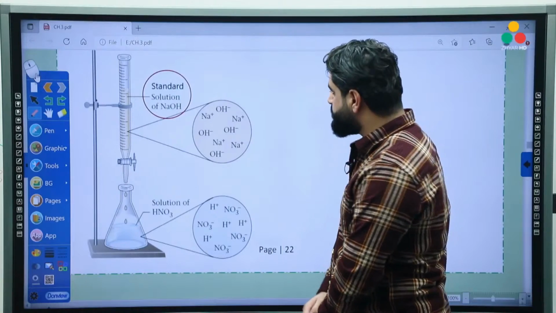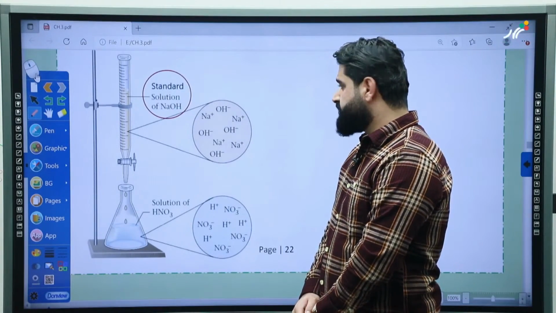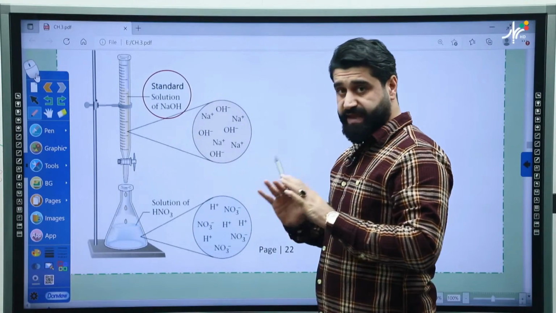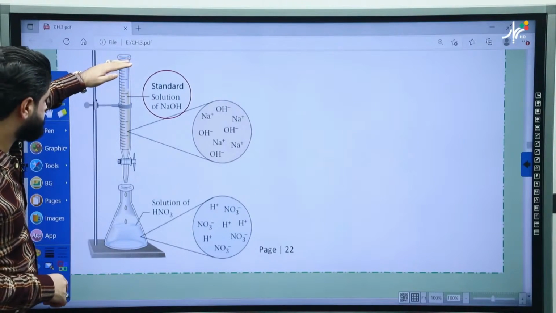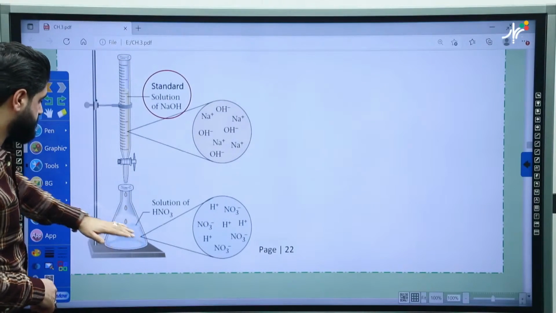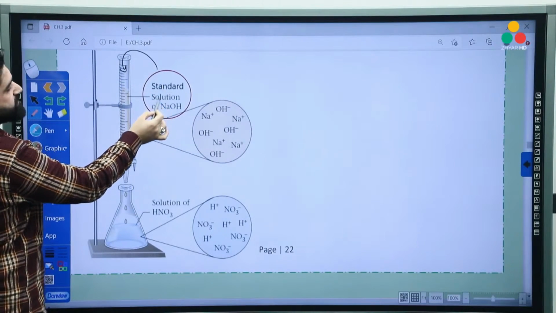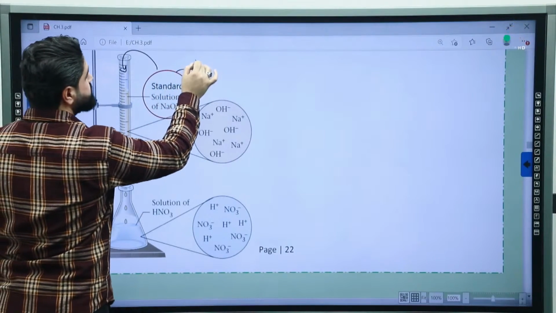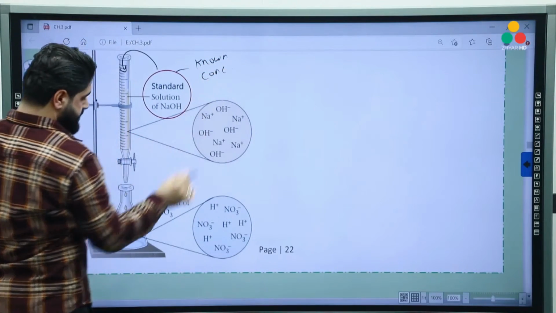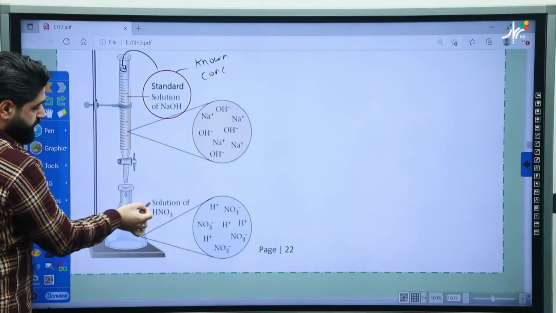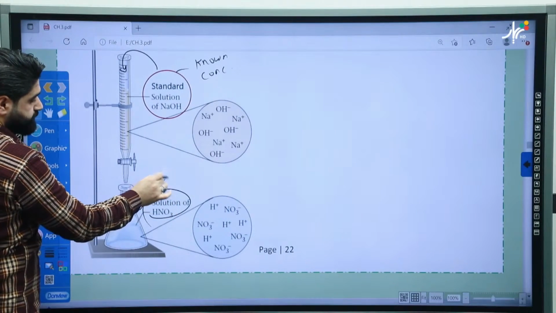Well, what is titration process? The titration process, first of all, is a reaction between the acid and the base. This is the upper part of a titration, this is the bottom part. So here, we have to fill with a standard solution. Standard solution means known concentration. Here, unknown concentration. Solution of HNO3, for example, unknown.